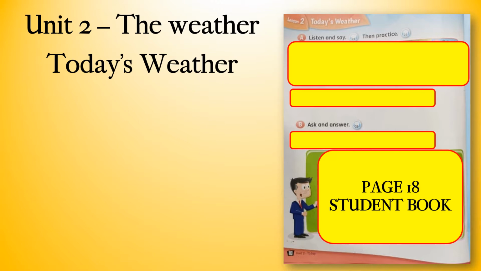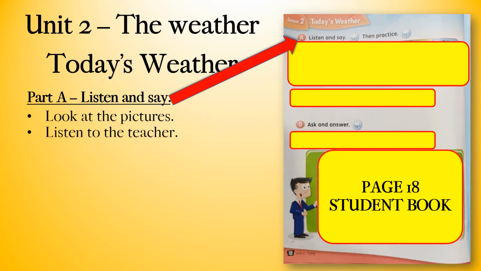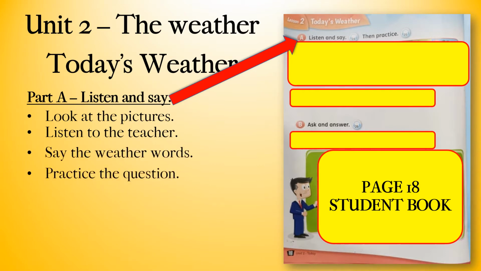Okay, so now I want you to get your student book and open it to page number 18. Page number 18 talks about today's weather. So this is what we're going to do. We are going to look at part A, listen and say. You're going to look at the pictures, listen to the teacher, that's me, hello. So I will do some talking and you have to listen. And then you are going to say the weather words with me. And then we are going to practice the question and the answer.